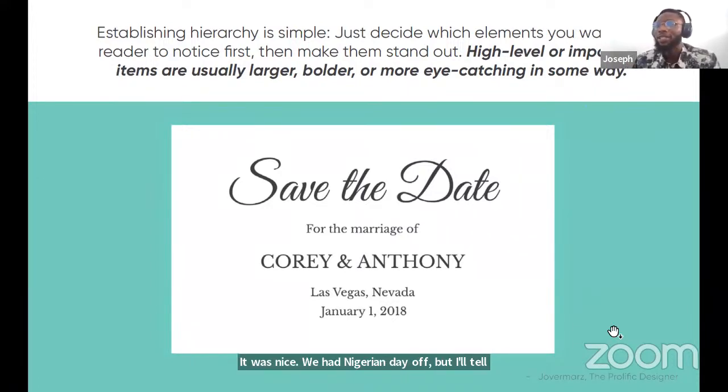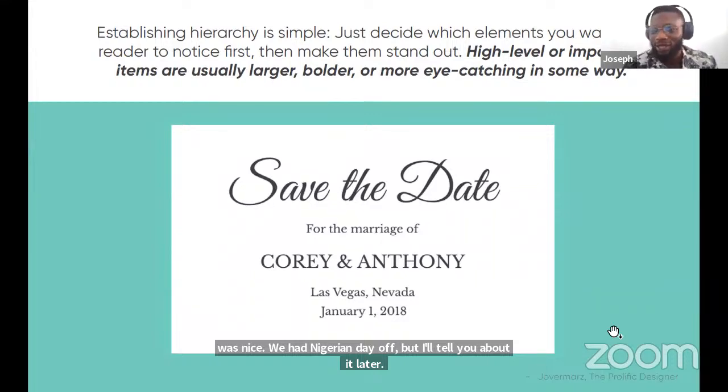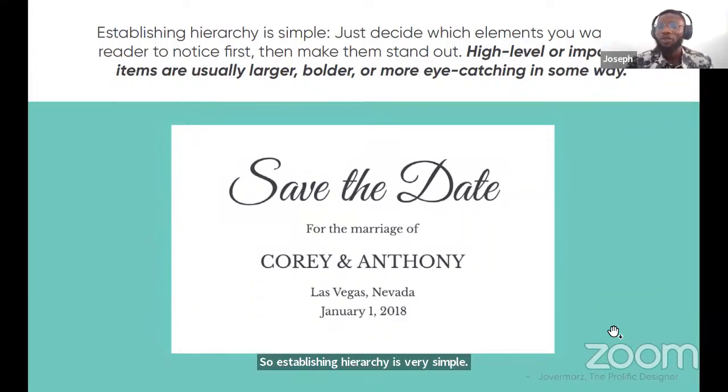So establishing hierarchy is very simple. Everybody knows this. High level of importance to low level of importance. So big, bigger, biggest. That's how it works for hierarchy.